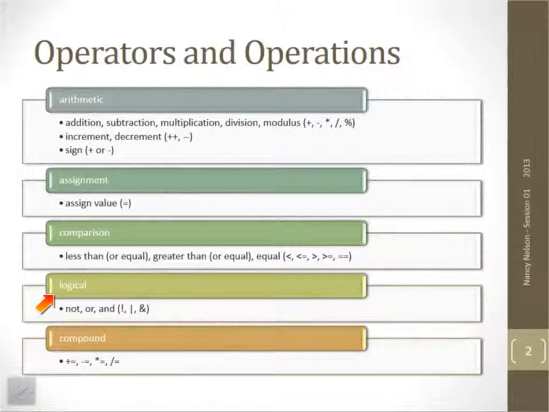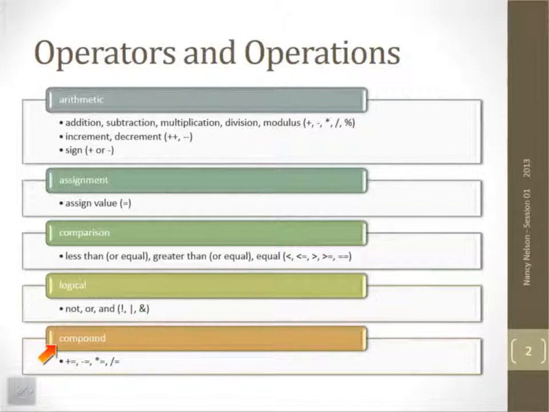In terms of logical operations, we can say we want something the inverse, and that would be considered a not, and we use an exclamation point for that. We have a logical or, which says, is this true or that true, and we use a pipe symbol for that. And then a logical and, are both of these conditions true, and we use an ampersand for that.